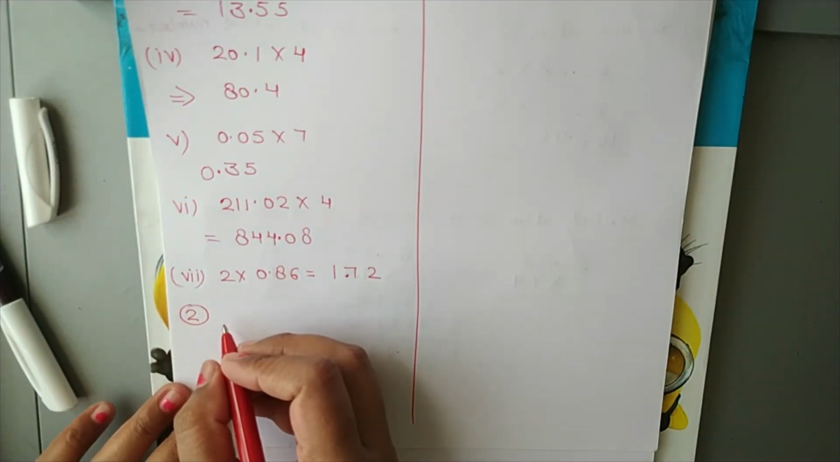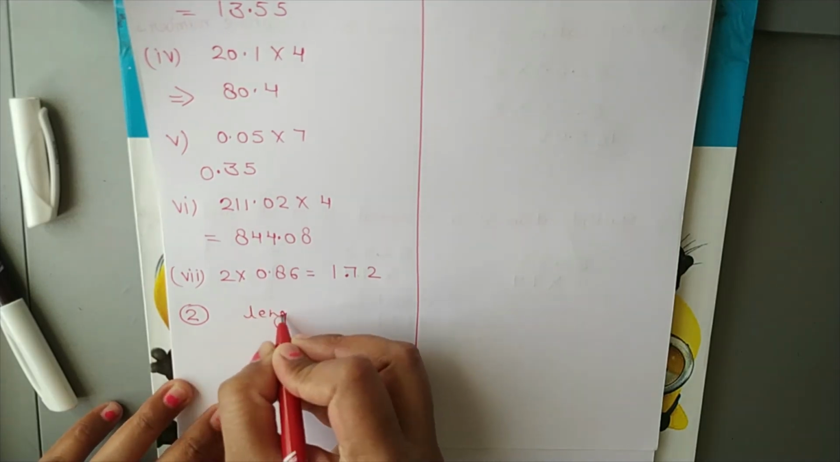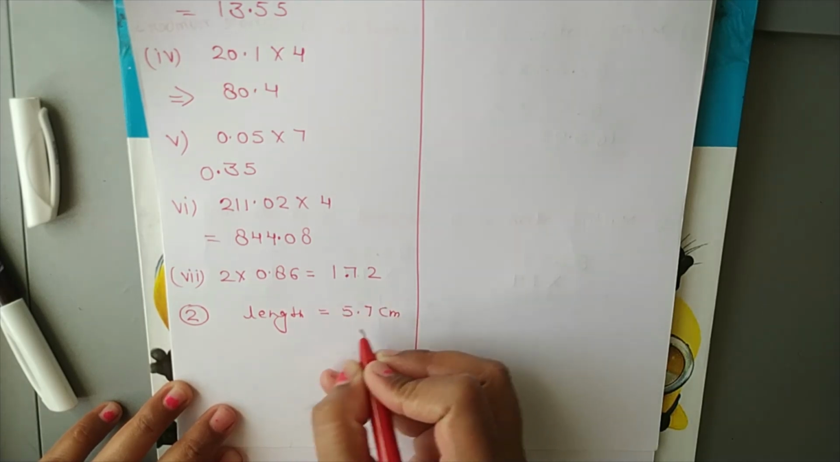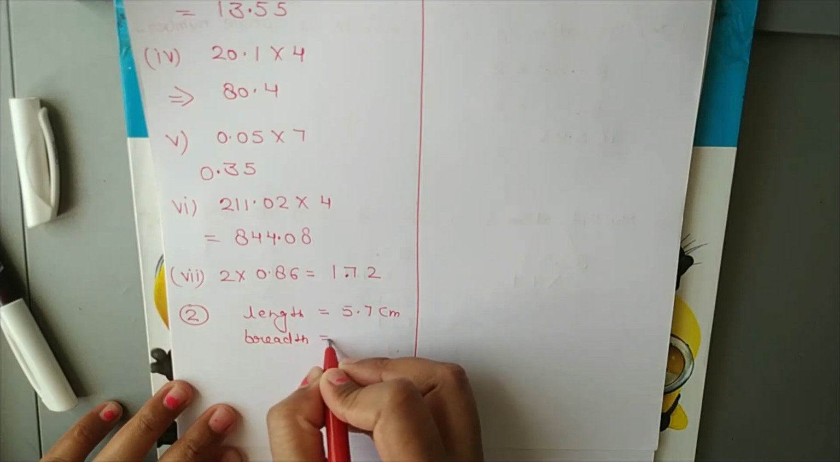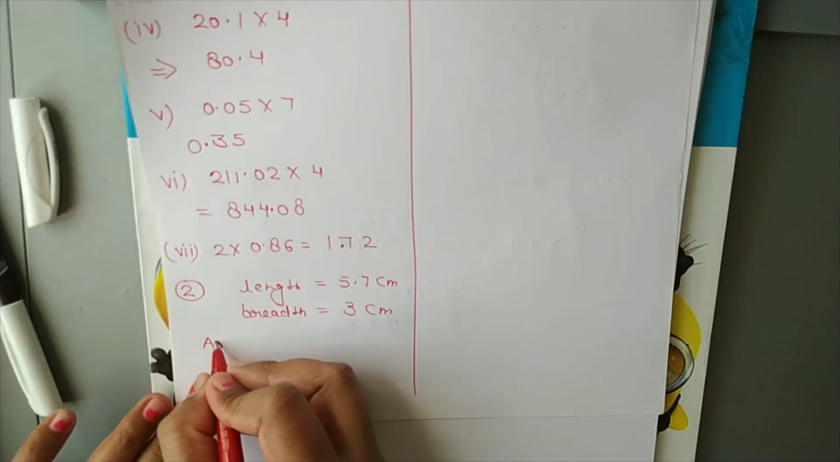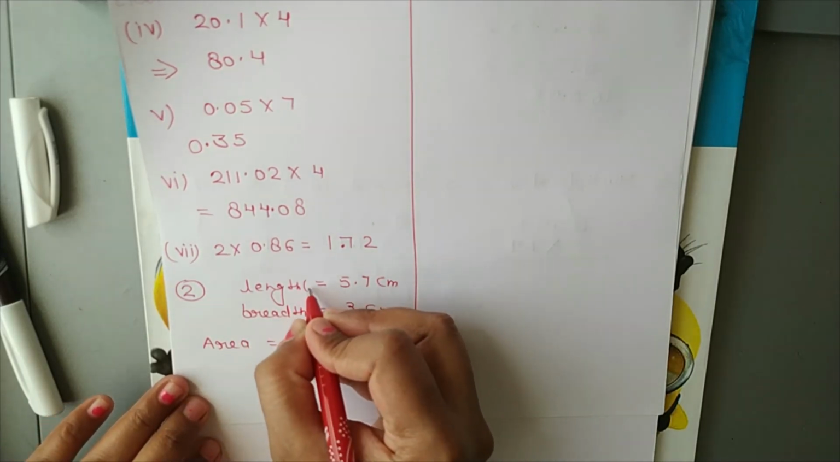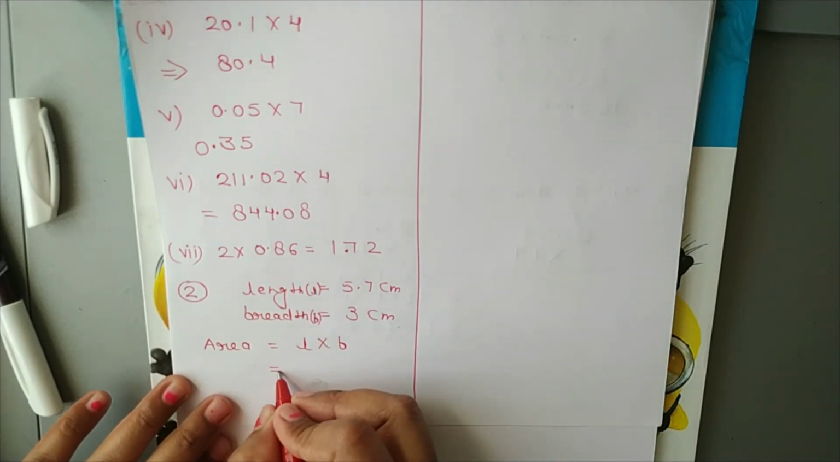Find the area of a rectangle whose length is 5.7 centimeter and breadth is 3 centimeter, and we have to find the area. So we know that area is equal to L into B. It is represented by L and this is B.